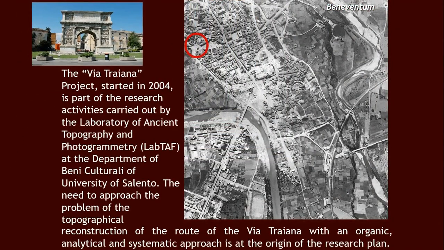The Via Traiana project, started in 2004, is part of the research activities carried out by the Laboratory of Ancient Topography and Photogrammetry at the Department of Beni Culturali of the University of Salento. The need to approach the problem of the topographical reconstruction of the route of the Via Traiana with an organic, analytical, and systematic approach is at the origin of the research plan.